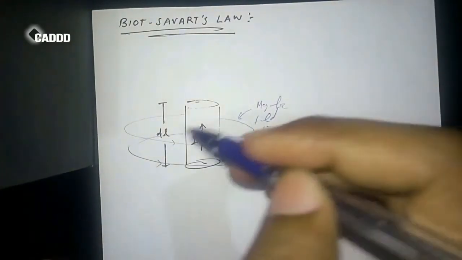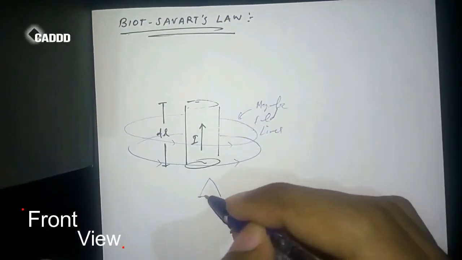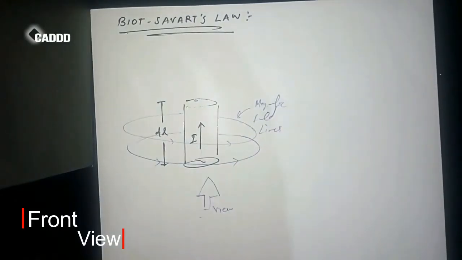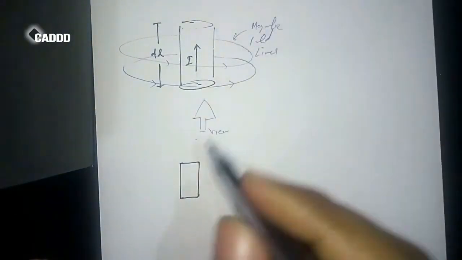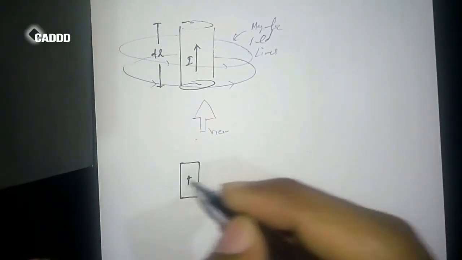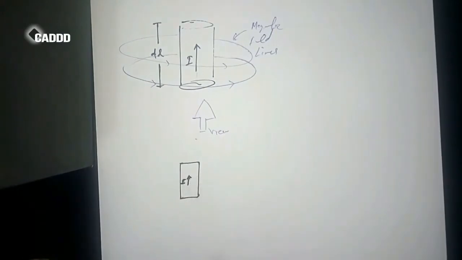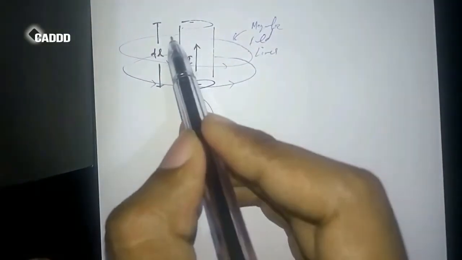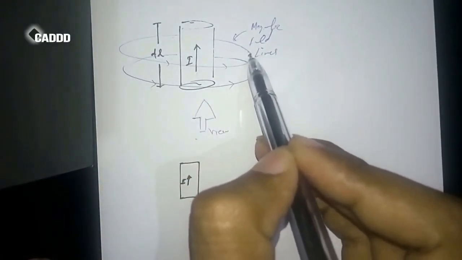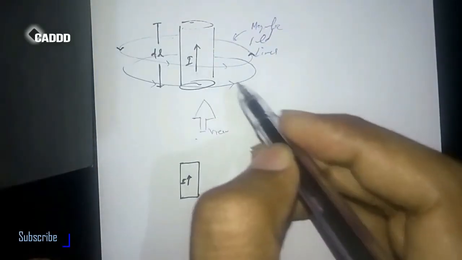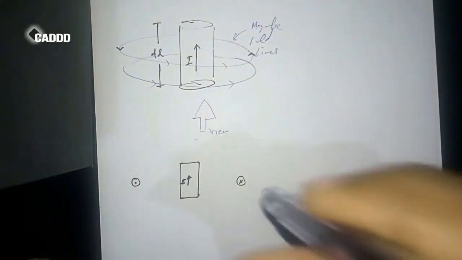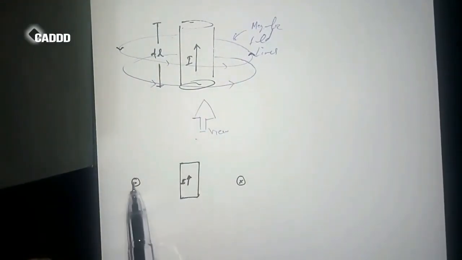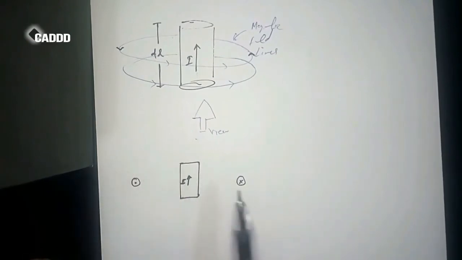So let's take a view of this thing from here. This cylinder will look like a rectangle with current moving upward, and these magnetic field lines are coming from here and going inward. Here upward and here inward, so this is upward and this is downward, let's say inward to the paper, making a circle around the conductor.